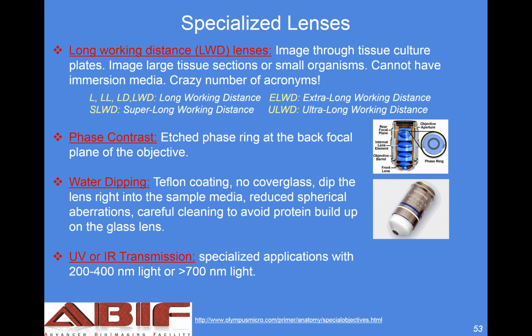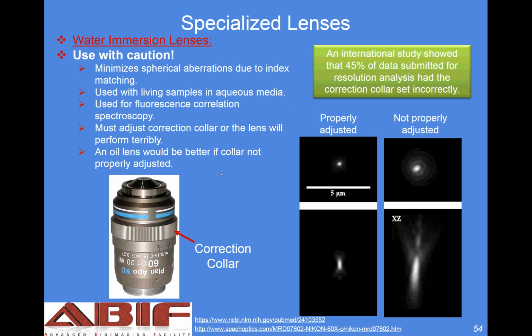And the last one I just wanted to bring attention to is the water immersion lenses. These can be used if you're using an inverted microscope and you have a cover slip and then your sample is in an aqueous media. So often for live cell applications, for instance. And you minimize spherical aberration because of the index matching.